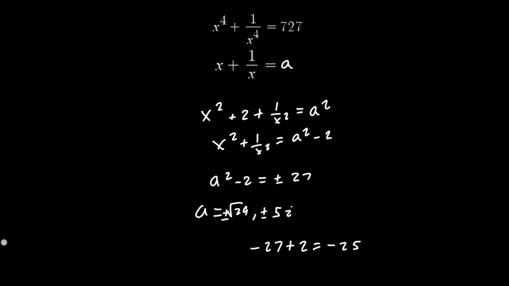So since we are looking at values that are positive, a is equal to the square root of 29. So that is the gist of this problem.